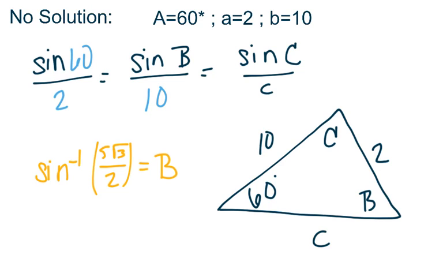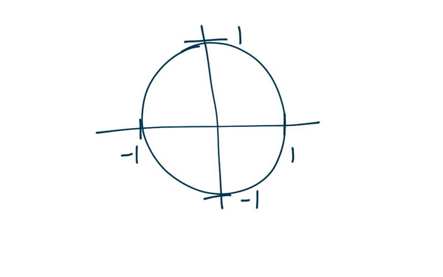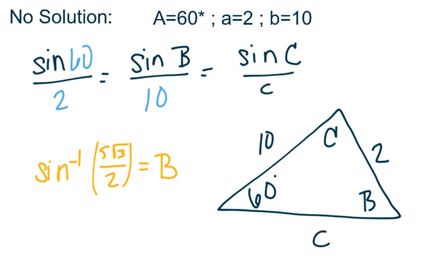Now, if I plug this into my calculator, I'm going to get an error message. If we go to our unit circle, remember, y equals sine of theta. On our unit circle, the largest y value we can have is a positive 1. So that means for our sine inverse function, our inputs can't be any larger than 1. Of course, 5 times root 3 over 2 is greater than 1. Therefore, it is not within the domain of the sine inverse function, and we can't actually have an angle B with a value of sine inverse 5 root 3 over 2. Hence, we have no solution.